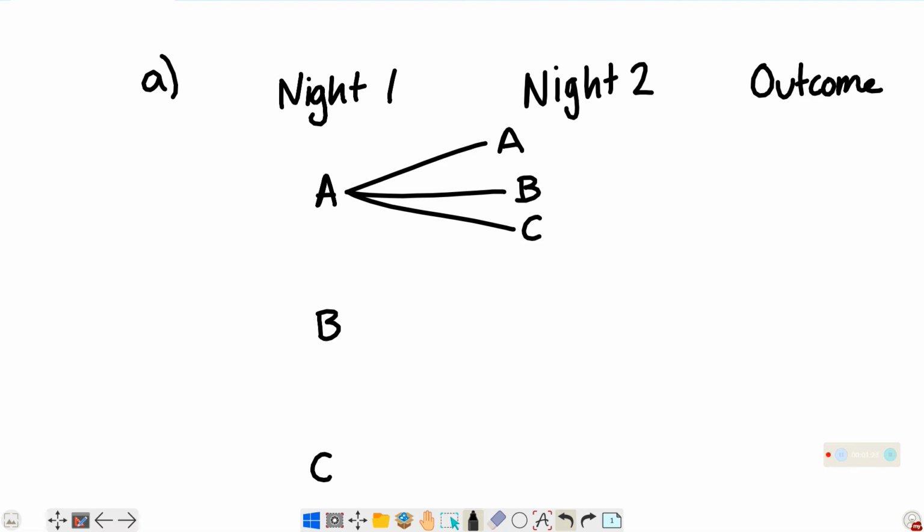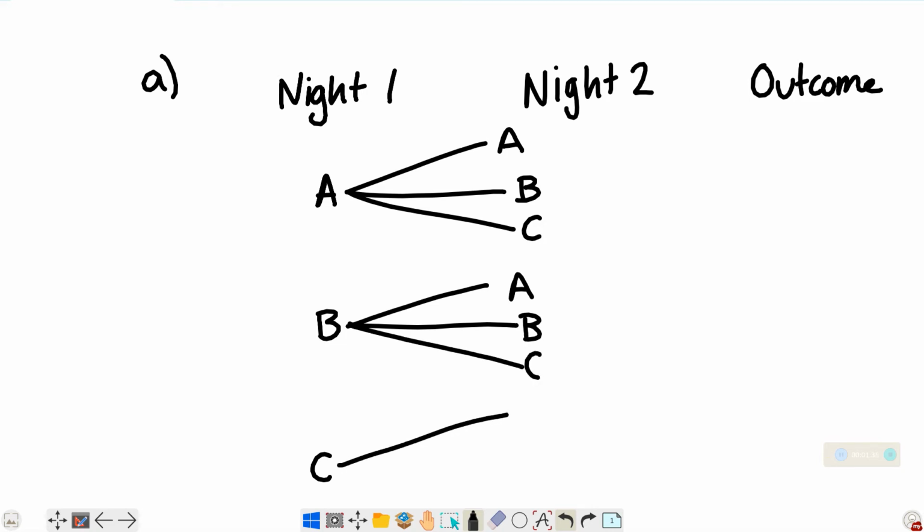Even if Bill wins night 1, Alice can win night 2, he can win again, or Chester can win. If Chester wins night 1, Alice can win night 2, or, oops, I should say Bill could win, or Chester could win again. It's easier if you just keep them all in the same pattern, so it goes ABC, ABC, ABC.